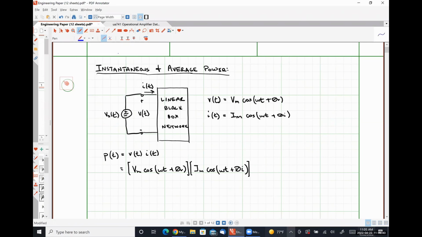So the trig identity that we're going to use a lot over the next couple of days is: A cosine angle 1 times B cosine angle 2 looks like 1/2 AB multiplied by cosine of angle 1 minus angle 2, plus cosine of angle 1 plus angle 2.